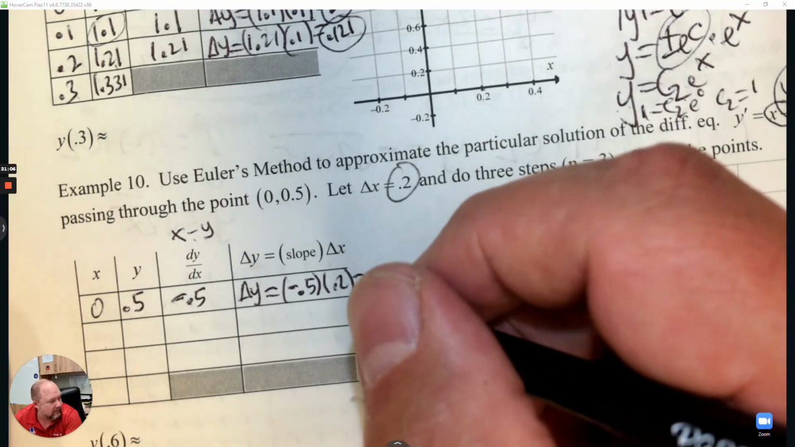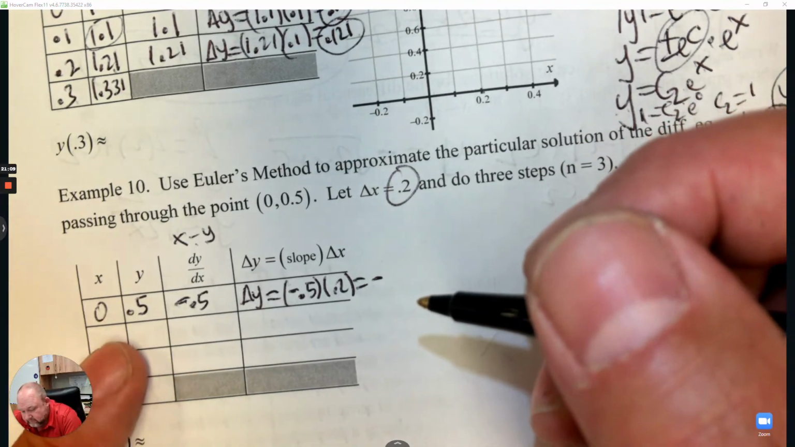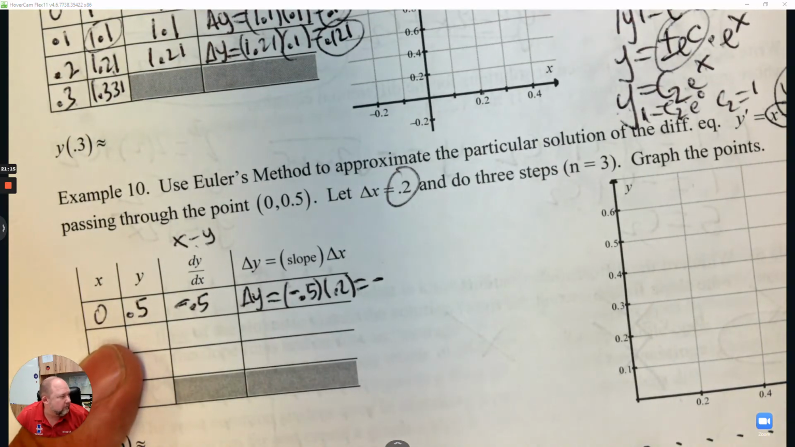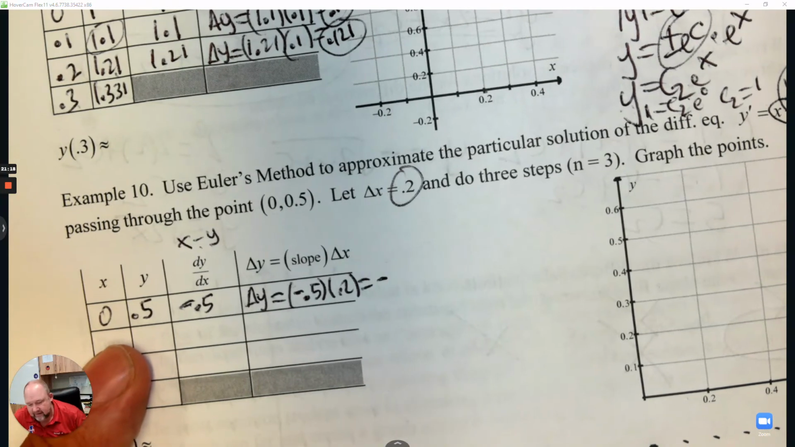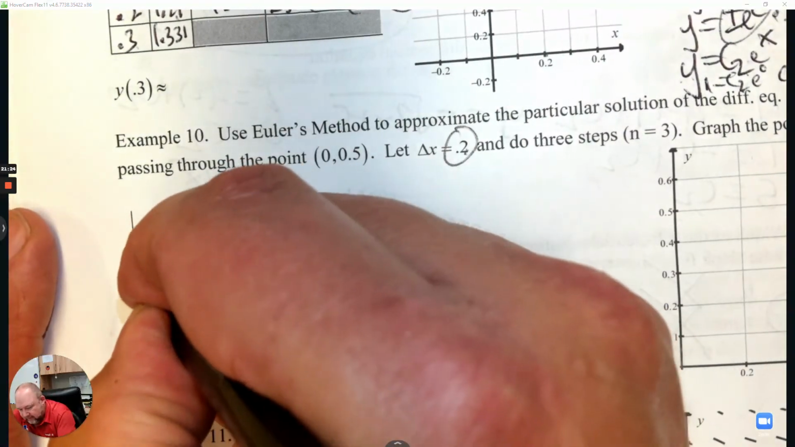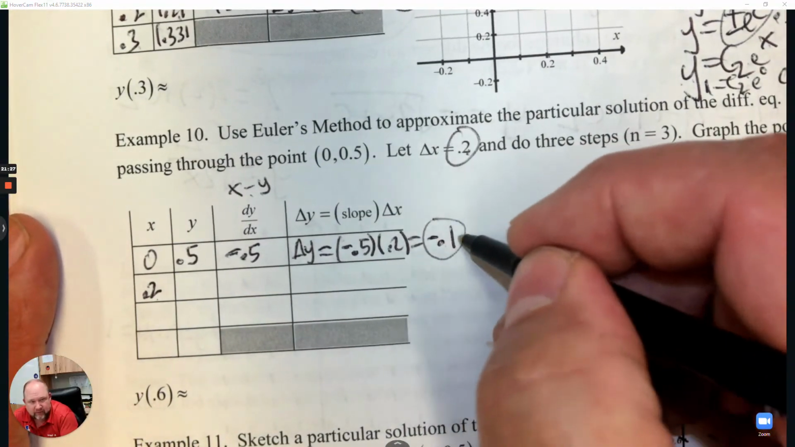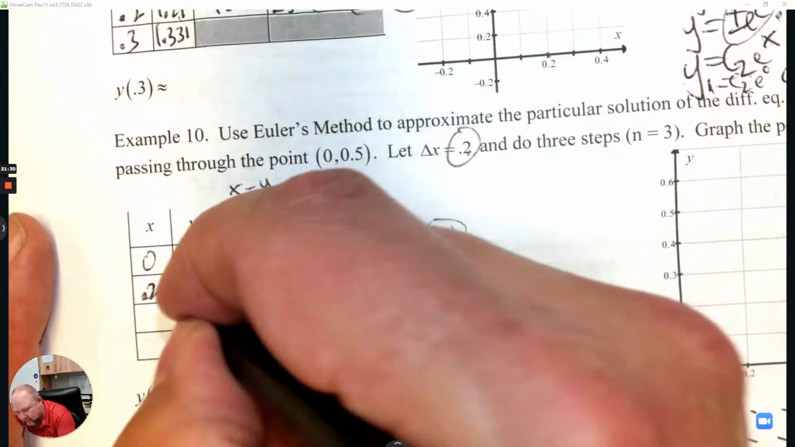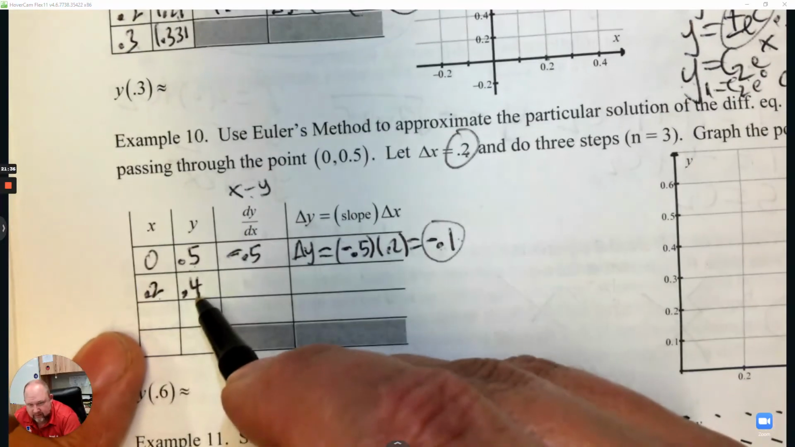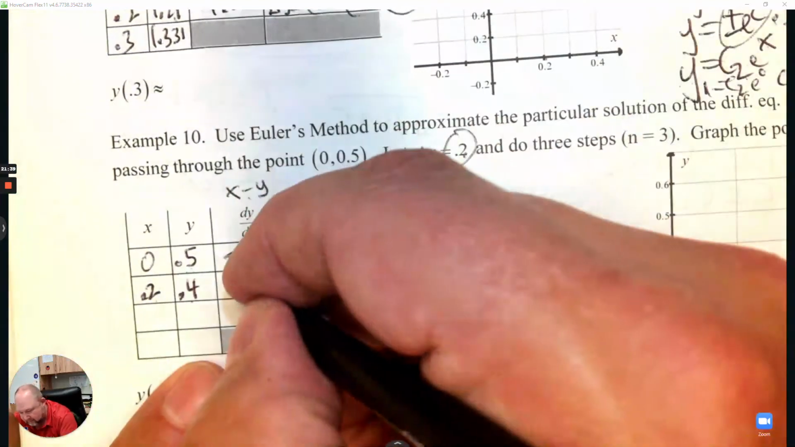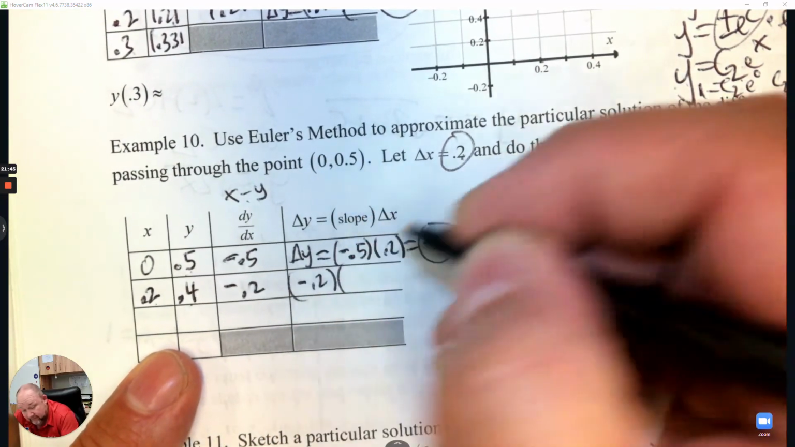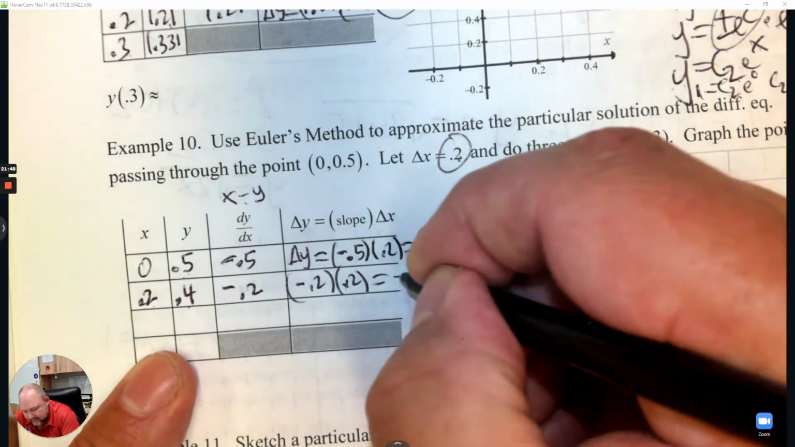So that's negative 0.1. And now the x is changing by 0.2. So I add 0.2. The y is changing by negative 0.1. So 0.5 subtract 0.1 is 0.4. And again, this is the rule: x subtract y. So 0.2 subtract 0.4 is negative 0.2. Then I take negative 0.2 and multiply it by the change in x, which is 0.2. And that gives me negative 0.04.